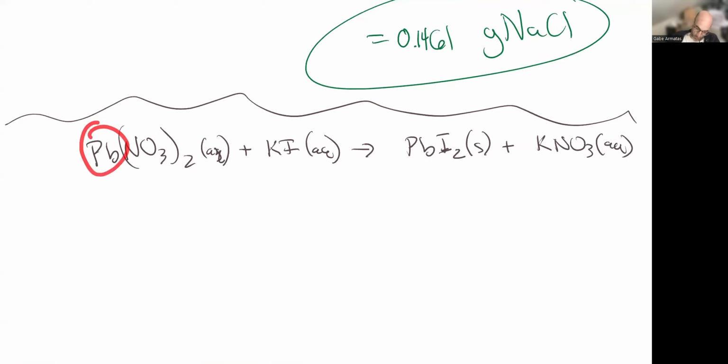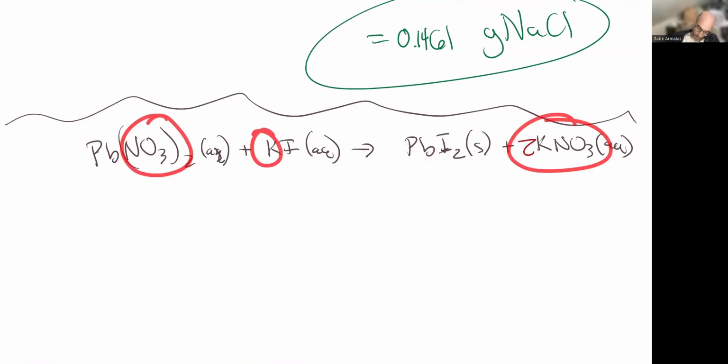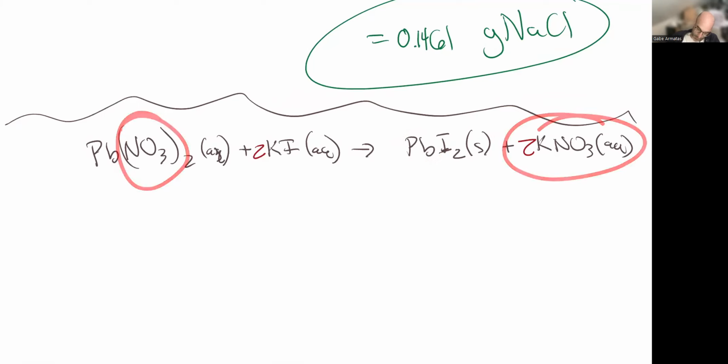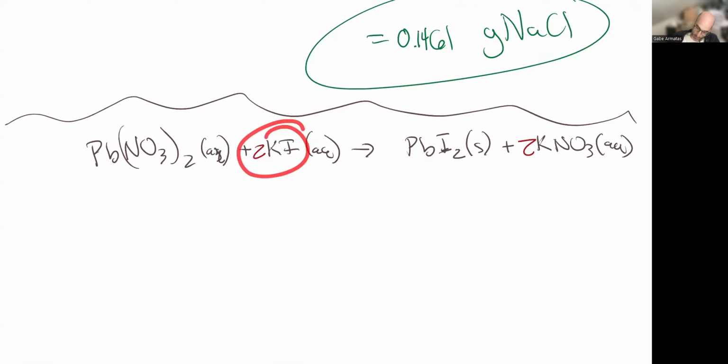And this is how I balance: one lead on both sides. Okay, we're good. I've got two nitrates here, and I only have one nitrate here, so I'm going to toss the two in front. And let's count again. One lead, good. Two nitrates, good. One potassium, two potassiums. I'm going to toss the two in front of here. And let's start again. Leads are good. Nitrates are good. Potassiums are good. Two iodides.